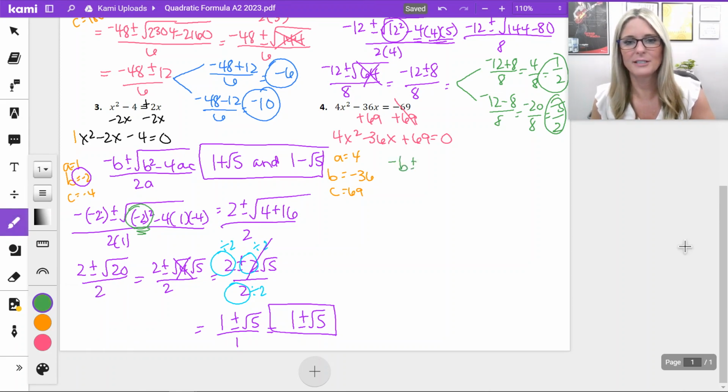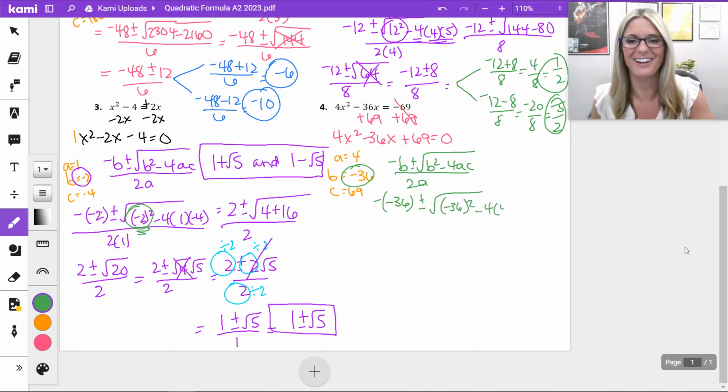Negative b plus or minus the square root of b squared minus 4ac all over 2a. Here we go. The formula is negative, we also have a negative 36. Careful there. Plus or minus the square root of negative 36 is going to get squared, and when I simplify it in a minute, it's going to be positive, right? Minus 4 times 4 times 69. All of that is under the radical, and all of that is divided by 2a, which is 2 times 4.